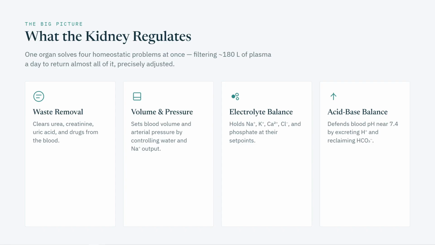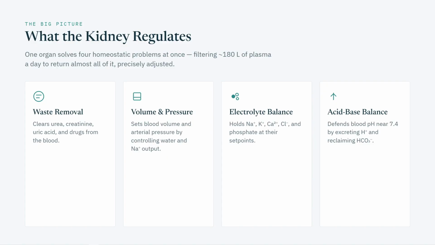So before any mechanism, the big picture, the why. The kidney solves 4 homeostatic problems simultaneously. 1. It clears metabolic waste, urea, creatinine, uric acid, and a lot of the drugs you take. 2. It sets your blood volume and blood pressure by deciding how much water and sodium to keep versus dump. 3. It holds each electrolyte, sodium, potassium, calcium, chloride, phosphate, right at its set point. And 4. It defends blood pH near 7.4.